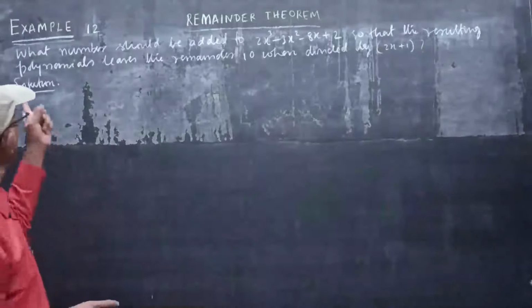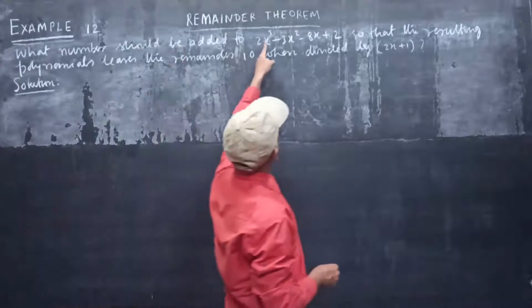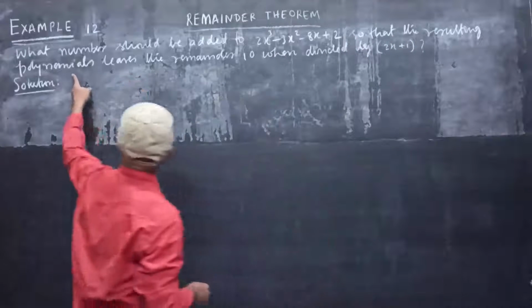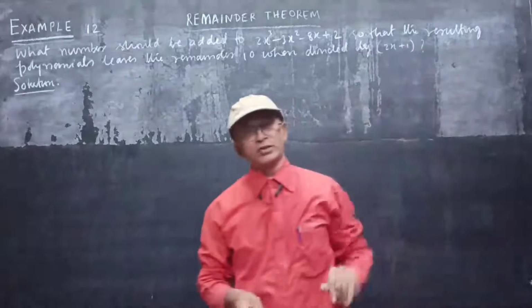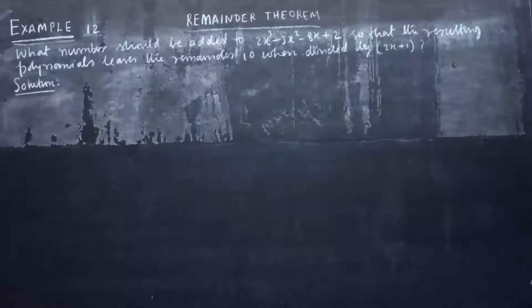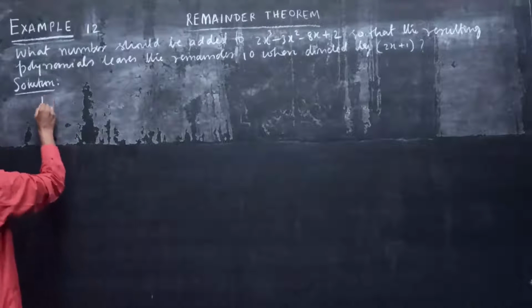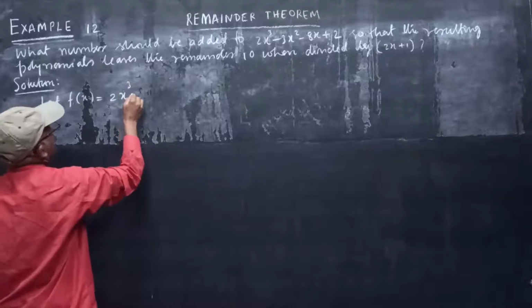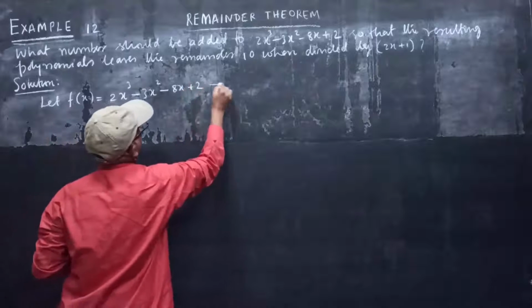Now we shall solve an example: what number should be added to 2x cube minus 3x square minus 8x plus 2 so that the resulting polynomial leaves the remainder 10 when divided by 2x plus 1? That's all. He is asking what number should be added to that polynomial. Now we shall take the polynomial as f(x). Let f(x) is equal to 2x cube minus 3x square minus 8x plus 2, that is result number 1.